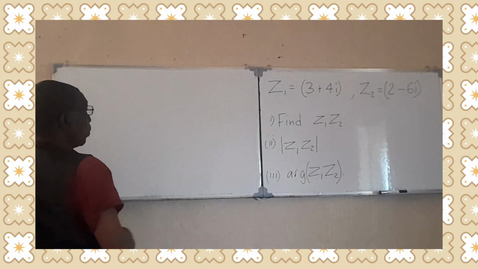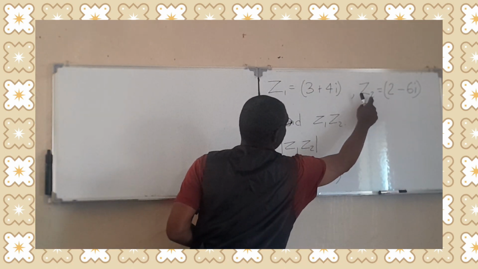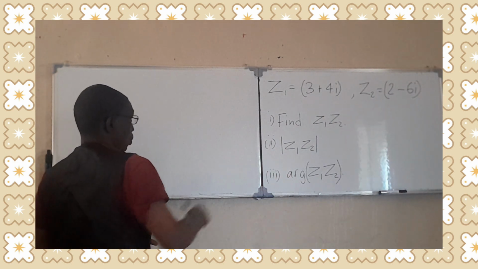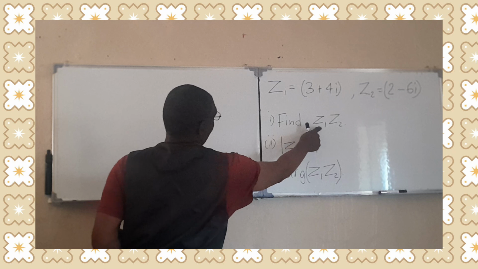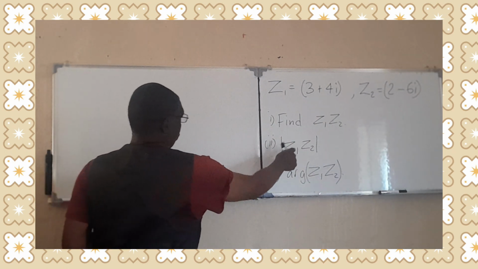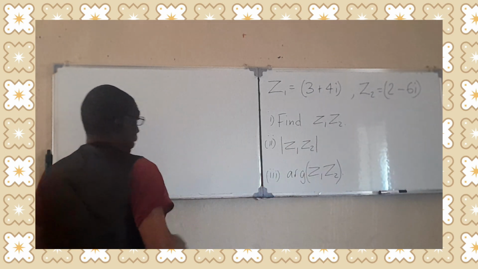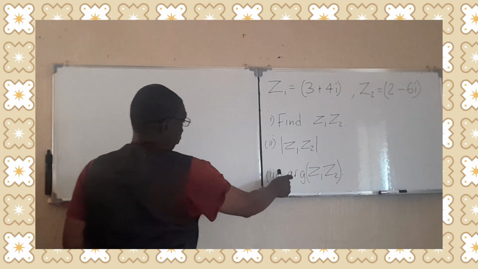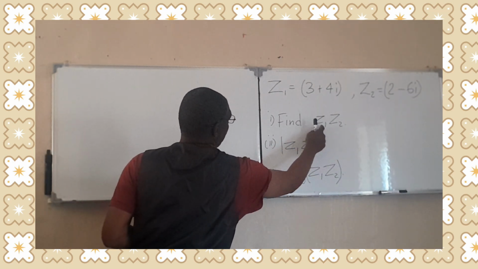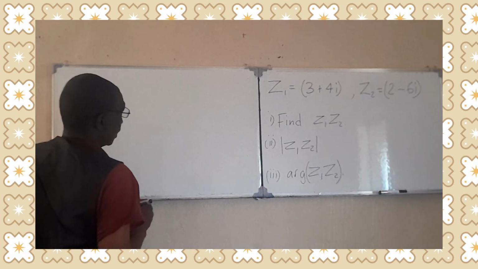So we want to multiply Z1, which is 3 plus 4i, by Z2, which is equal to 2 minus 6i. Our first task is to find Z1 multiplied by Z2. The second task is to find the modulus of the resulting complex number. And thirdly, and finally, we want to find the argument of the resulting complex number of multiplying Z1 and Z2. So why don't we just start cracking?